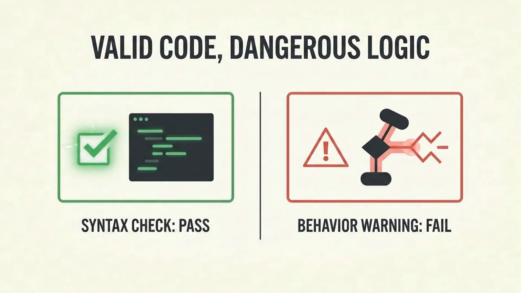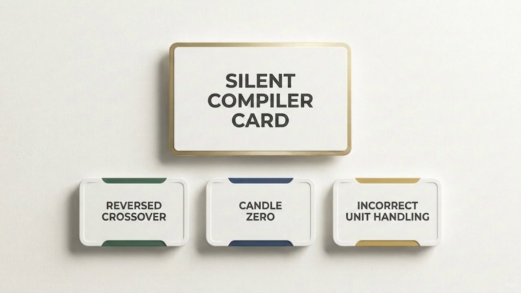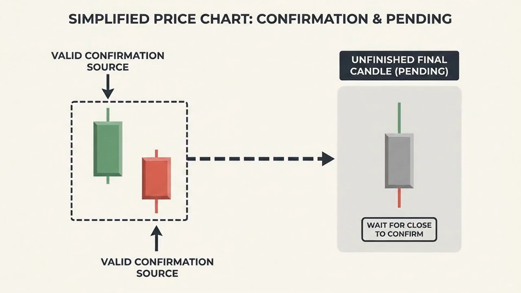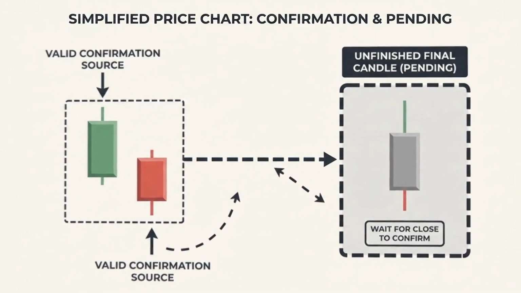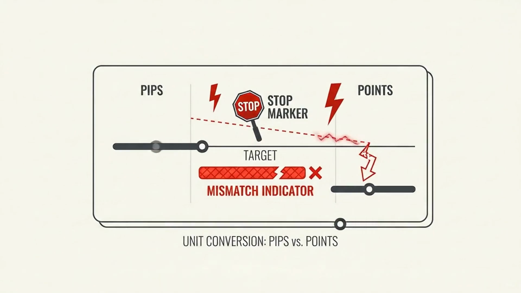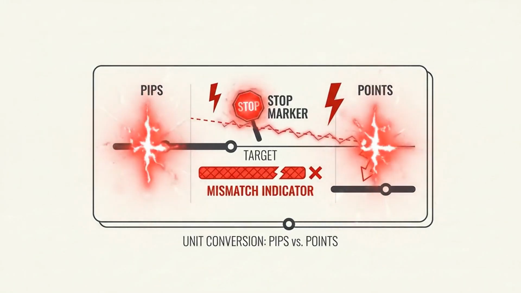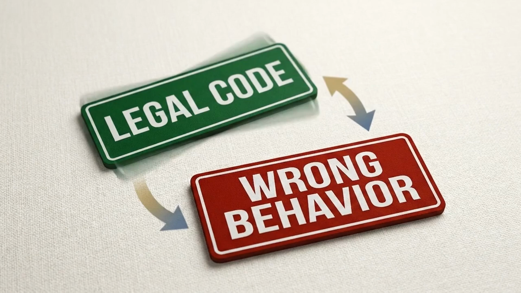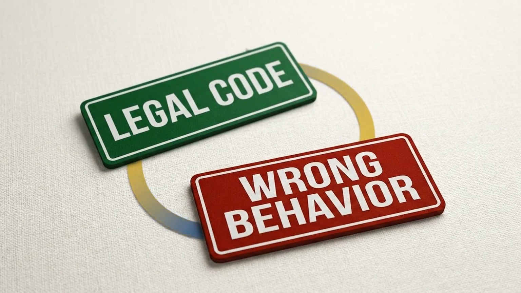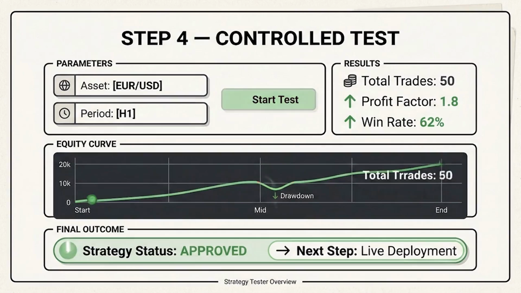The most dangerous bugs are often valid code. The compiler will not complain if the crossover is reversed. It will not warn you that the bot is reading candle 0. It will not tell you that a value labeled pips is actually being treated as points. The program can be perfectly legal and completely wrong.